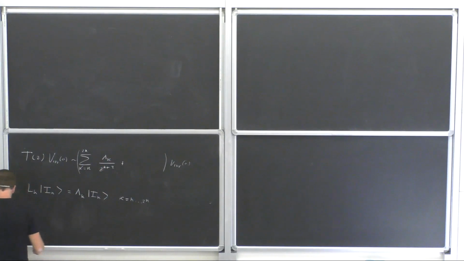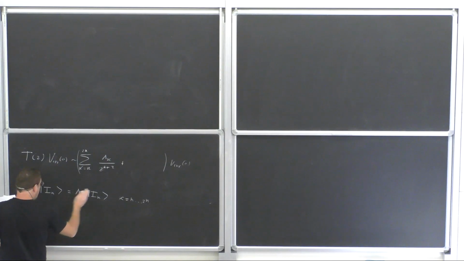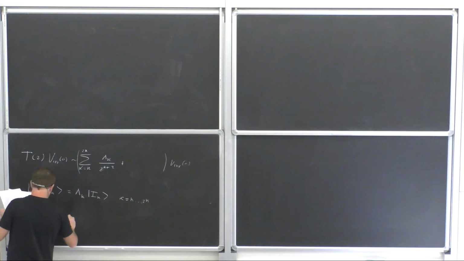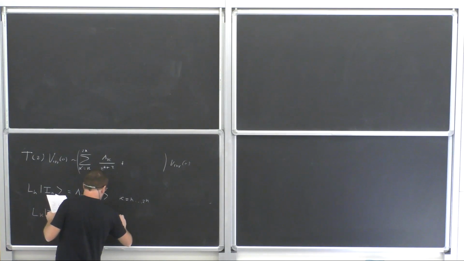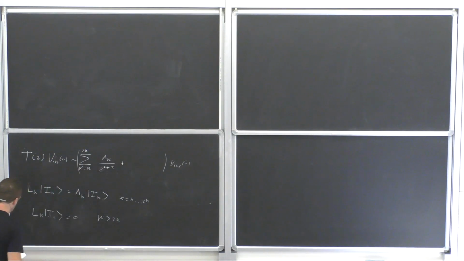Then, of course, you have to say what happens to the higher ones. Well, they are not generated, so they are 0. Lk of I_n equal to 0 with k greater than 2n. Okay, then from now on, the rest should be fixed by conformal invariance, and indeed it is.